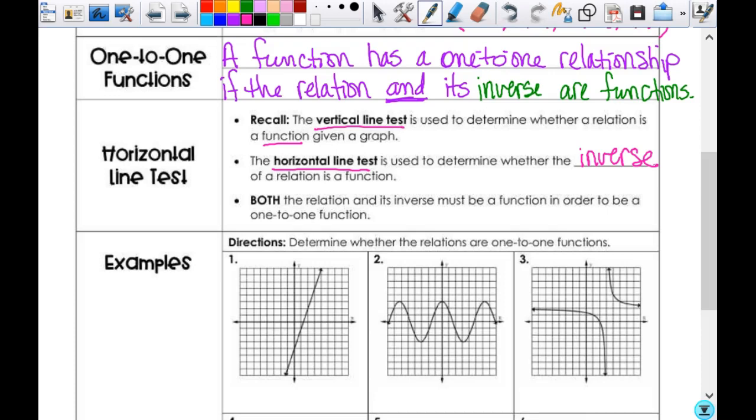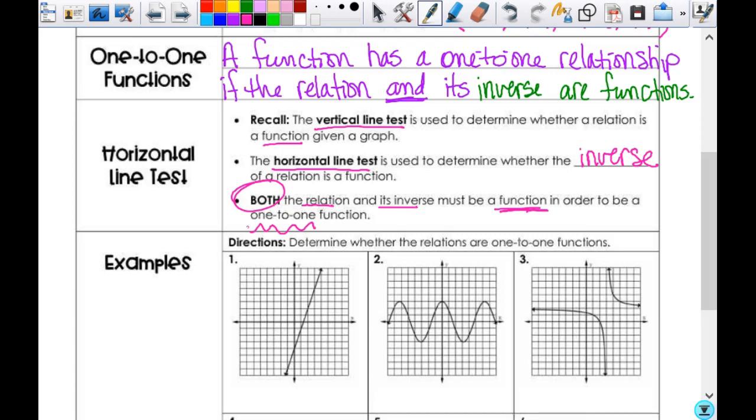So we can look at something, vertical line test, we have a function. Horizontal line test, if it fails that, then the inverse is not a function. We don't have to actually graph the inverse. So both the relation and its inverse must be a function in order to be one-to-one. Okay. Both of them have to be.